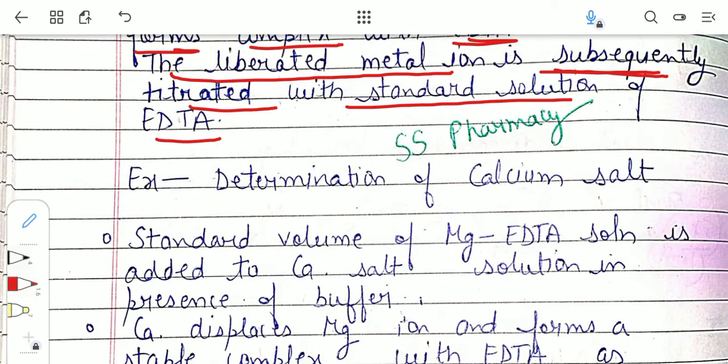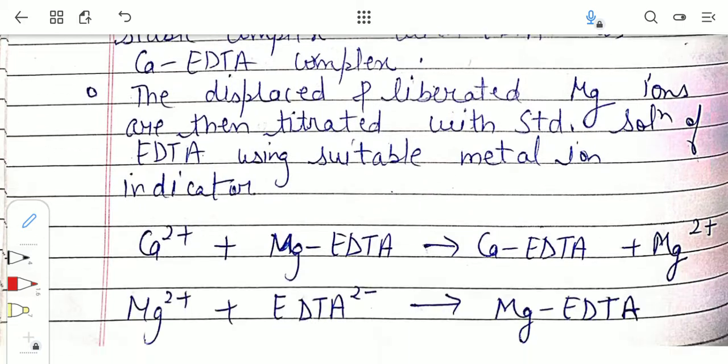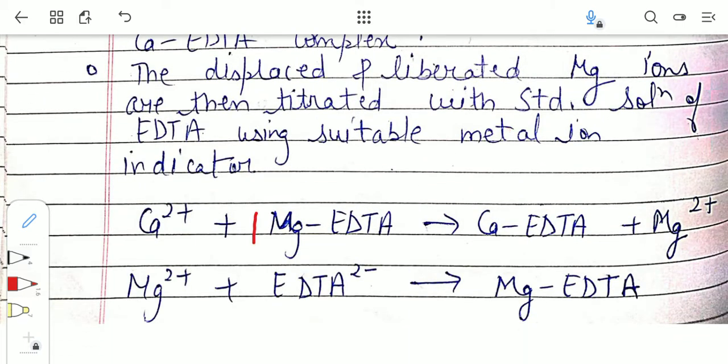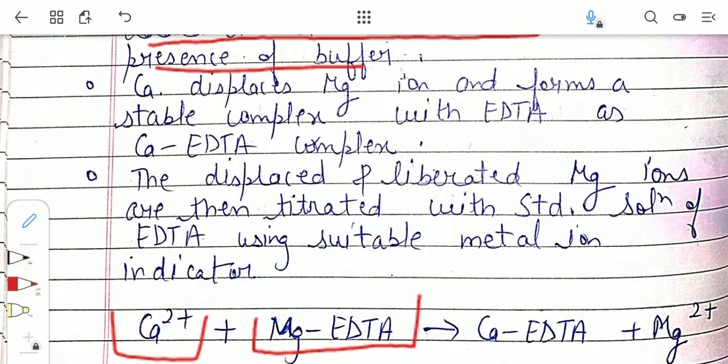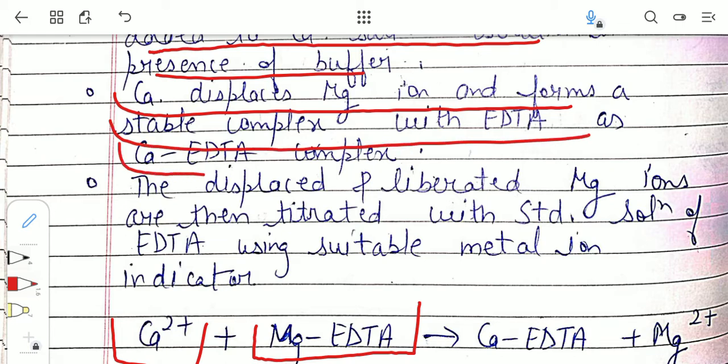The example is the determination of calcium salt. We take a standard volume of magnesium EDTA solution, and it is added to calcium salt solution in the presence of a buffer. Here I have written the equation for it: standard solution of magnesium EDTA is taken in a calcium salt solution. Now the calcium displaces the magnesium ion and forms a stable complex with EDTA as calcium EDTA complex.